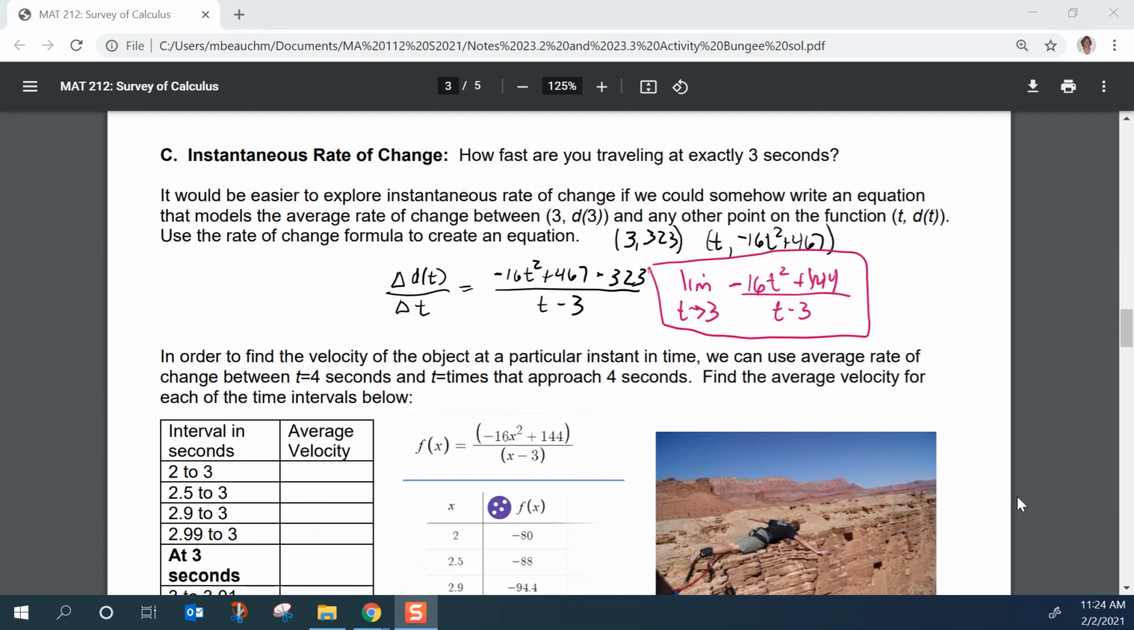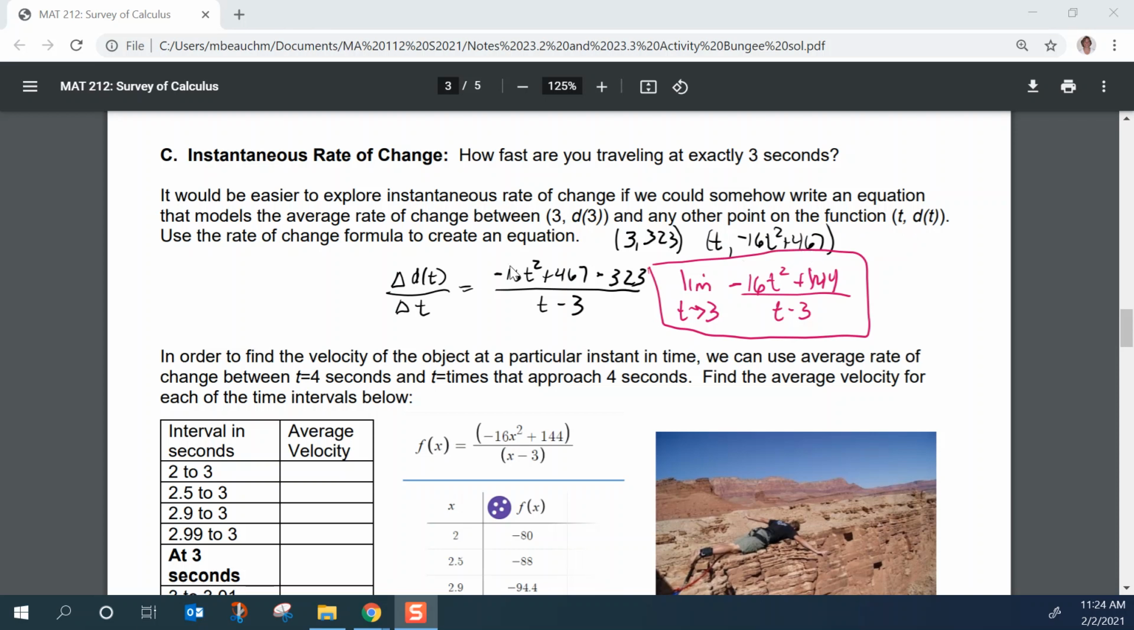So we're going to explore instantaneous rate of change. To do that, we're going to write an equation that models the average rate of change between (3, d(3)), which is the coordinate (3, 323), and any other point on the function. So we're going to leave it in variable format, (t, d(t)), which is negative 16t squared plus 467.